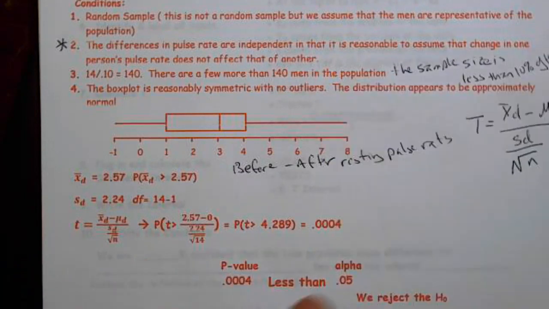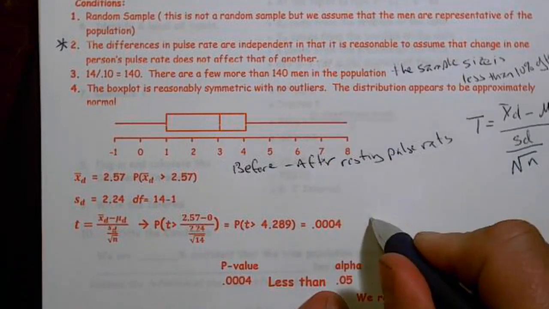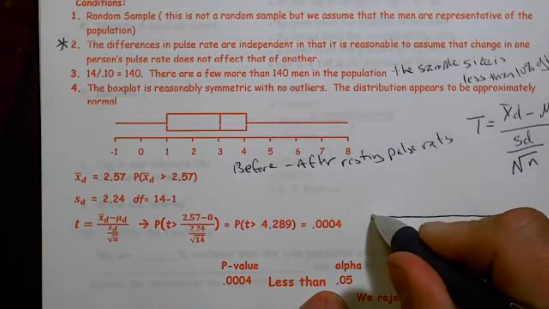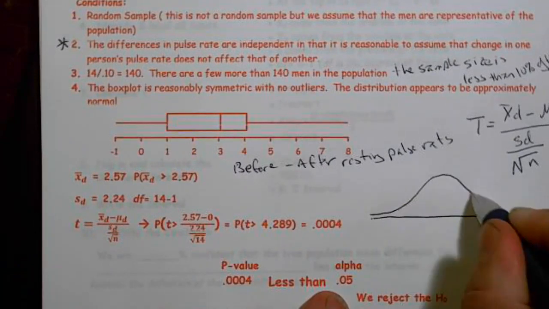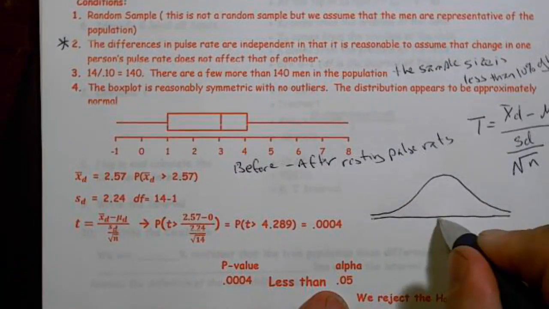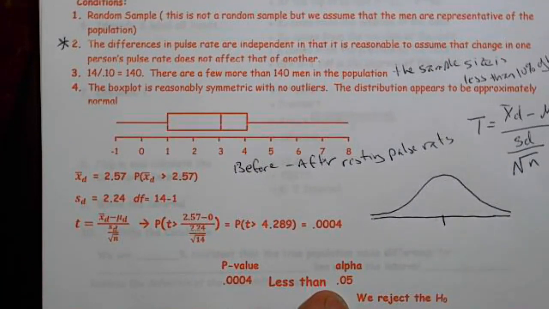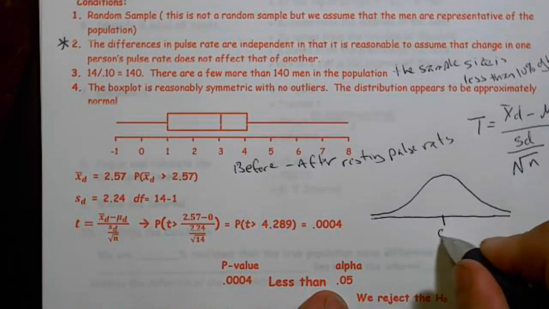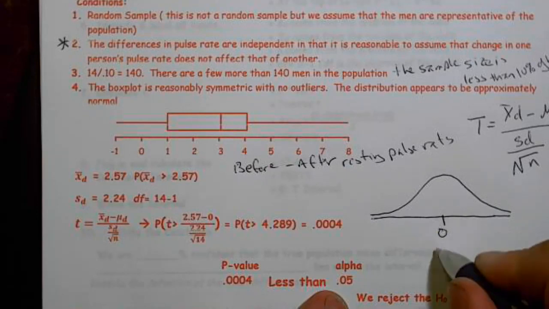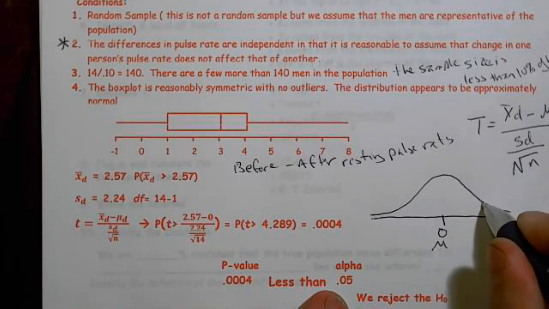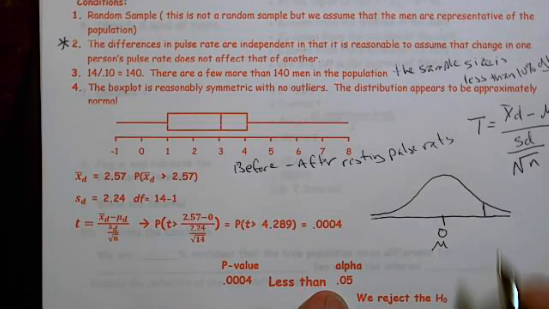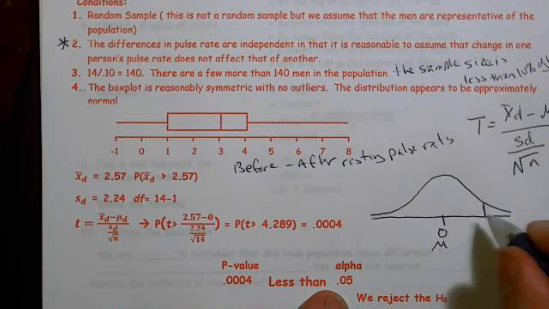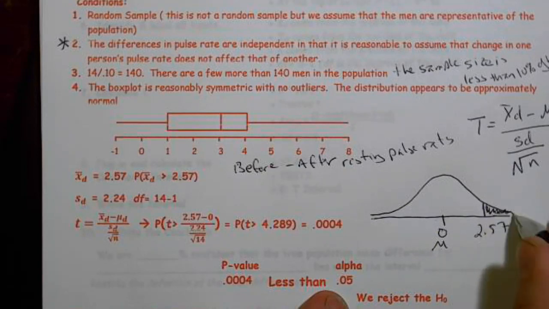I want to draw a picture of what's actually going on here. So what's actually going on is we have a claimed mean that there is no difference. There's no difference between before and after resting pulse rate. And so our claimed mean is that our mu is 0. Well, when we actually ran the test, we ended up getting a difference. We ended up getting a difference of 2.57. And we had a greater than, so we're shading this way.